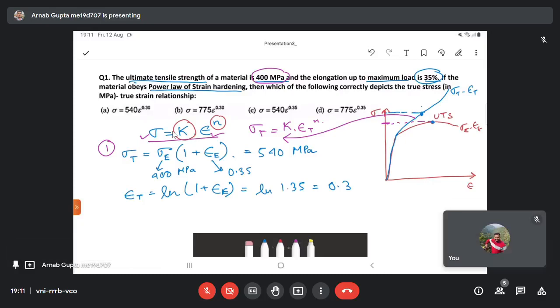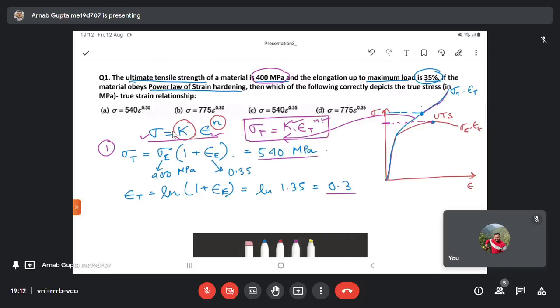Now we know that this and this will satisfy this particular equation, right? But the unknowns are k and n, and we know the values of sigma and epsilon only at one point, that is the UTS. So we need another piece of information, or another point along this curve, to know the values of k and n, but we don't have that.